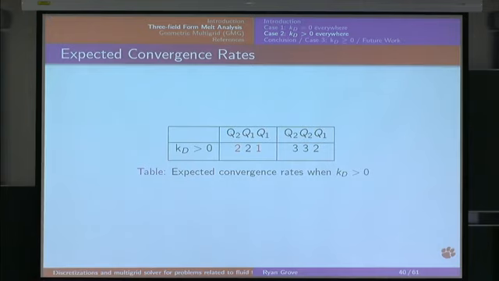So like I said, if we pick Q2, Q1, Q1, we expect 2, 2, 1. And if we pick Q2, Q2, Q1, we expect 3, 3, 2. And why do I have these in orange? It's because they're suboptimal. The best we can hope for picking Q2, Q1, Q1 would be 3, 2, 2. But we're only expecting that we're going to get 2, 2, 1.